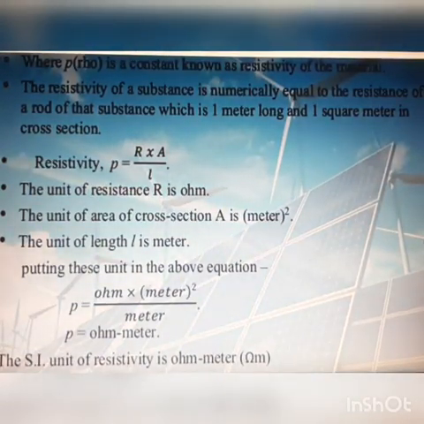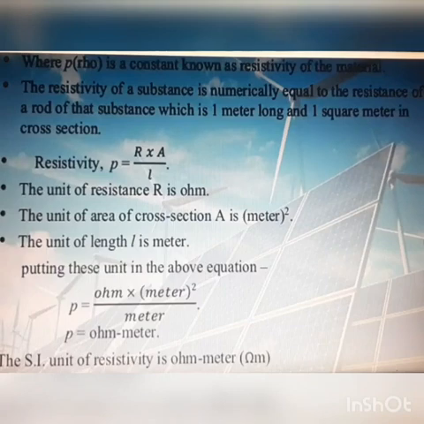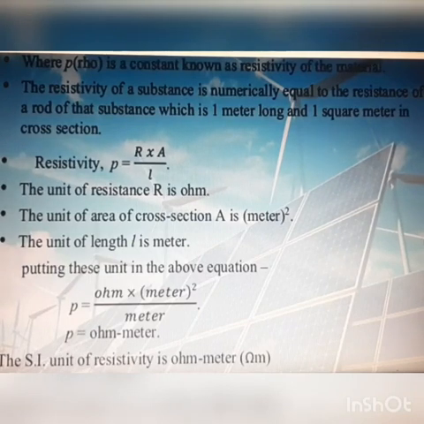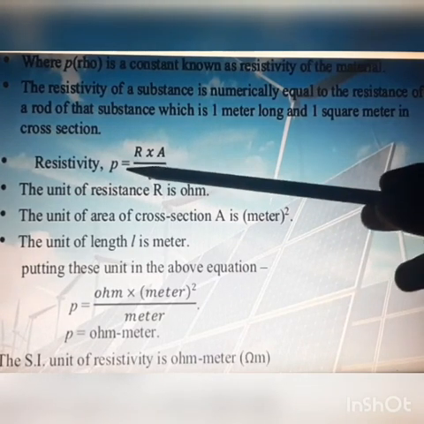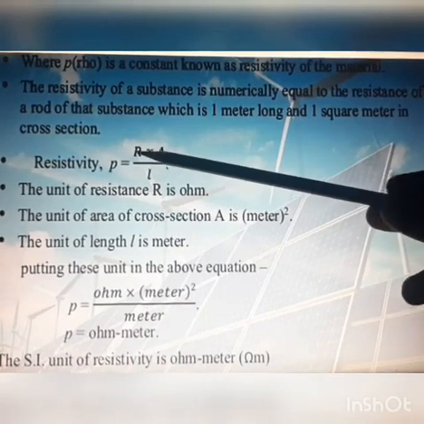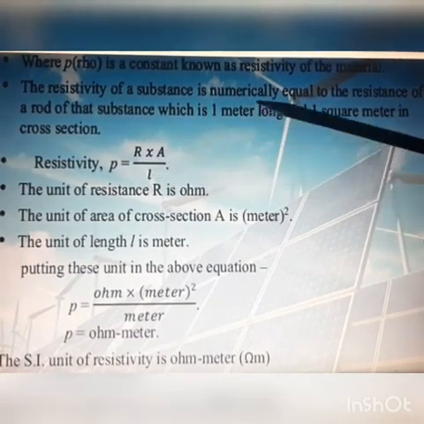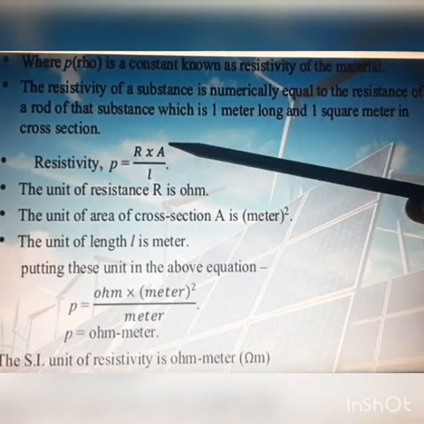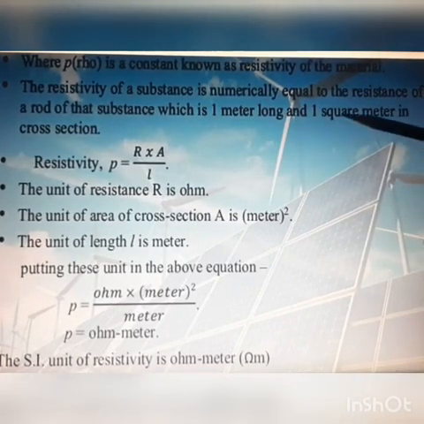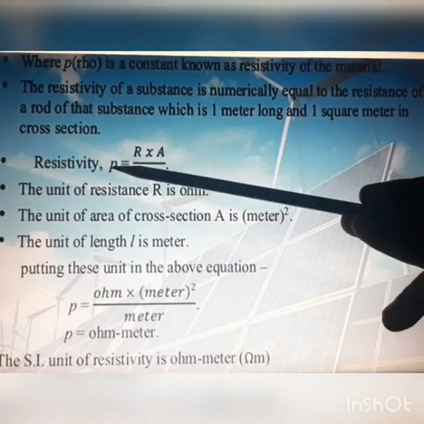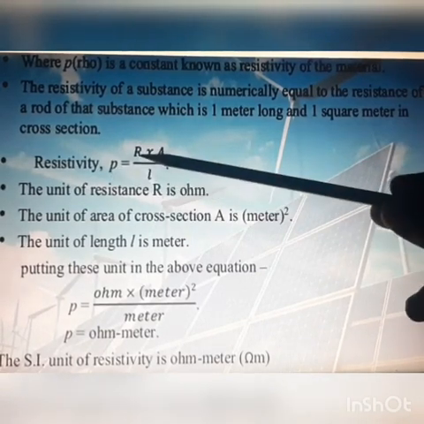Rho is a constant known as the resistivity of the material. This constant varies from material to material. Now how to find the value of rho, or resistivity? From the earlier equation, we can find out rho as R into A by L. If I take the value of L to be 1 meter and A to be 1 square meter, we will get rho equal to R.